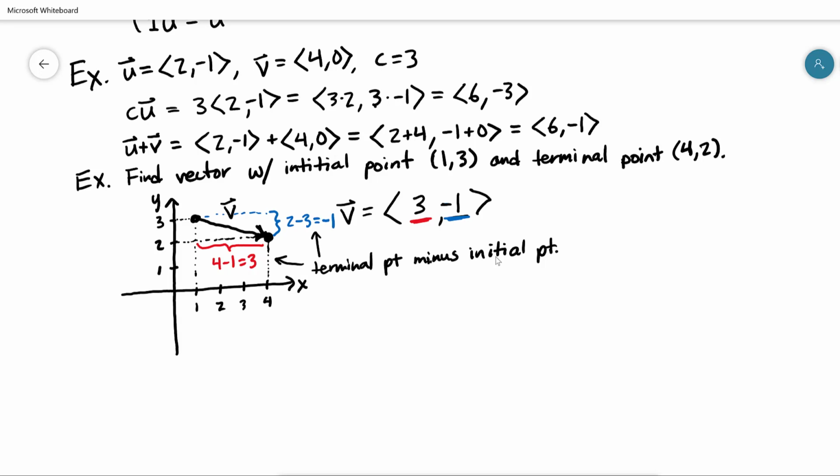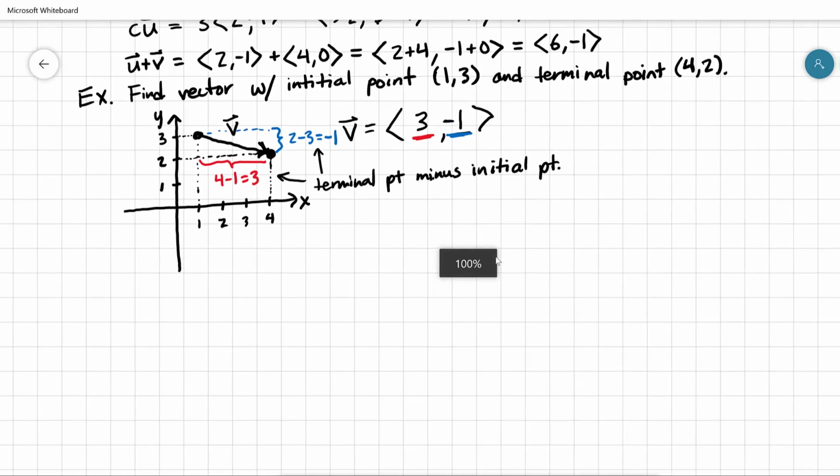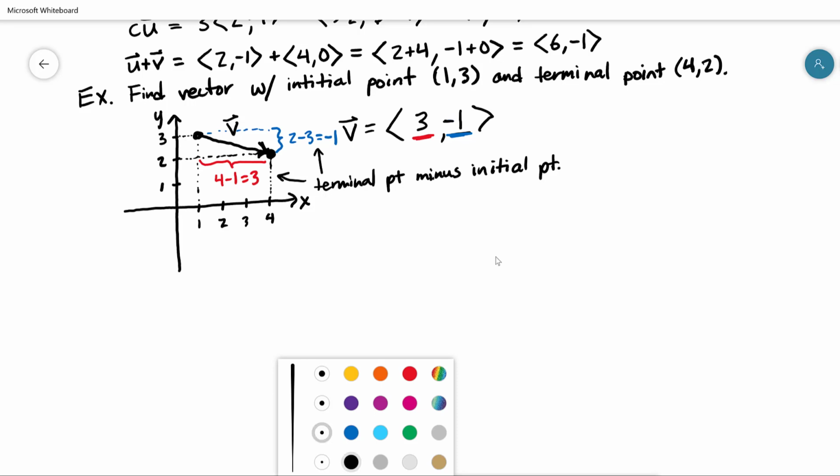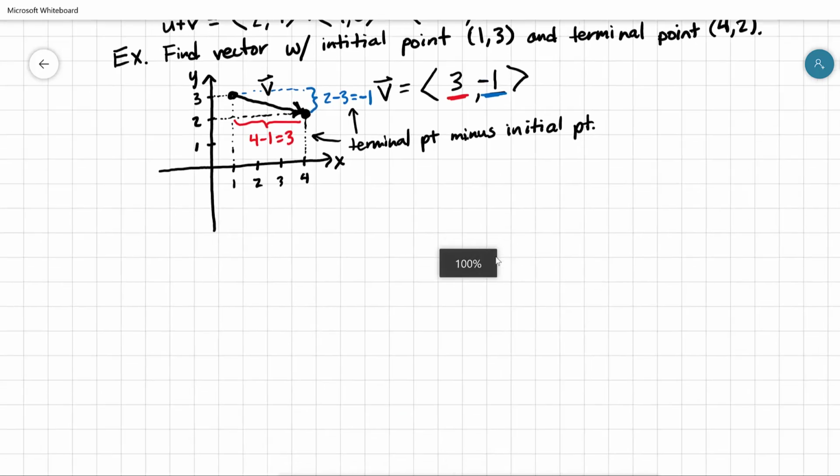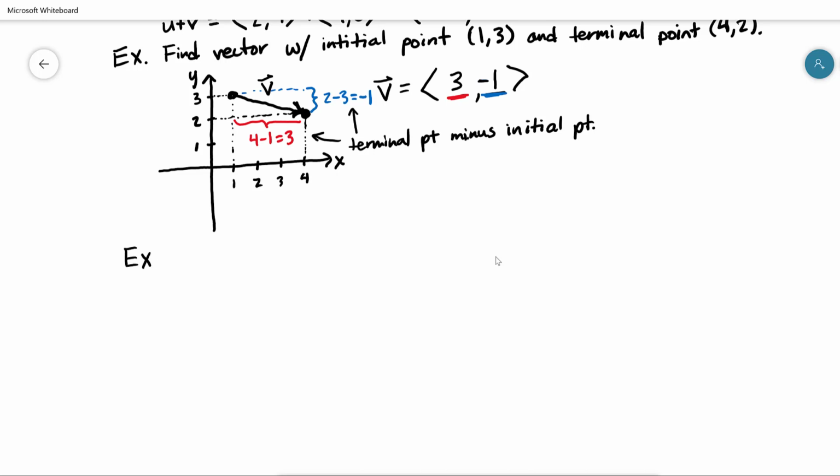Okay, so let me try one more. If our vector u that we're interested in is the vector 2, 3, and if it has an initial point of -1, 1 is where it starts, what is its terminal point?